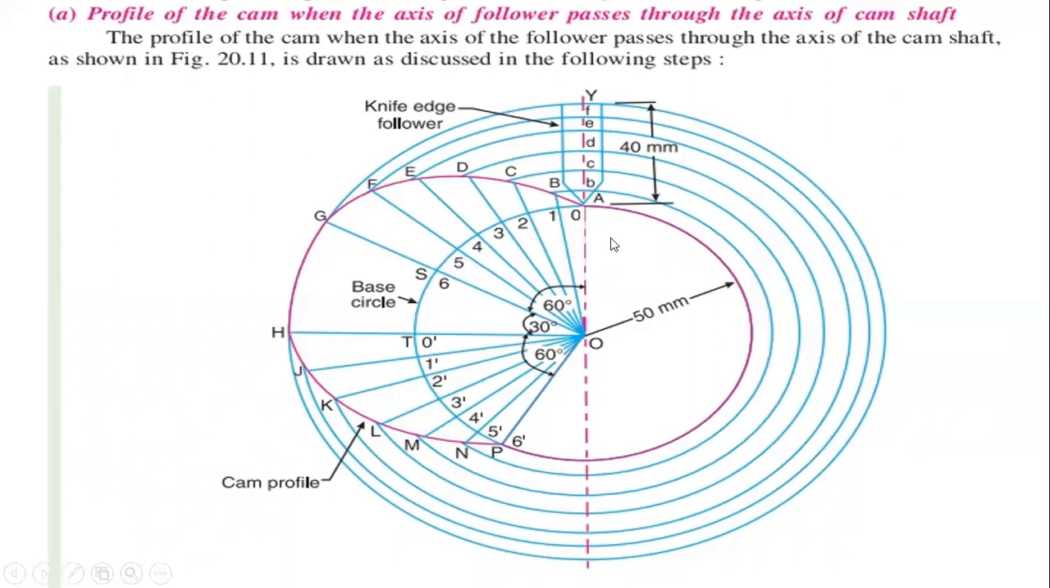So first of all we need to draw a circle. Draw the circle with a radius of 50 mm, since they have given the radius of the cam as 50 mm. Make a point at the vertical position and draw this knife edge follower in this shape, that is, the pencil shape.